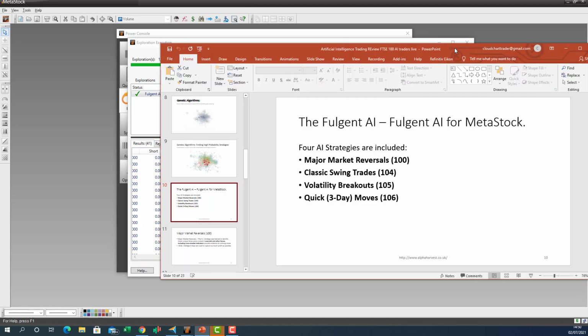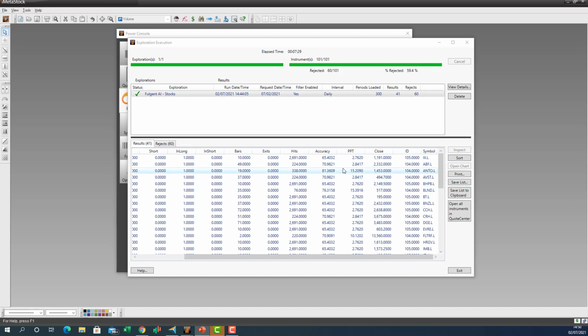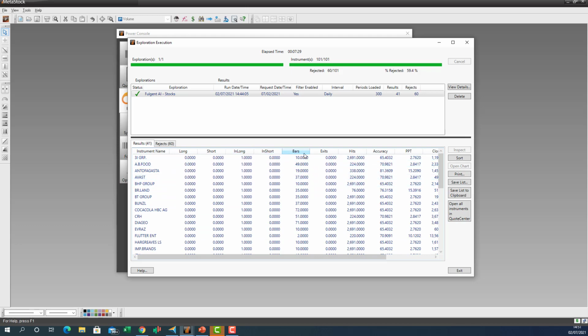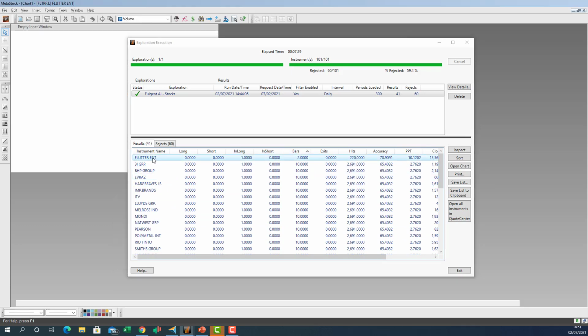These are the codes. And the average profit per trade was 2.76% over the testing period. So that's quite a lot, actually. It's a very good trade. 2,691 hits, 65% accuracy, 2.76%. So these are the trades. Now we're going to sort them by bars, how old the trade is. We can see Flutter Entertainment here.